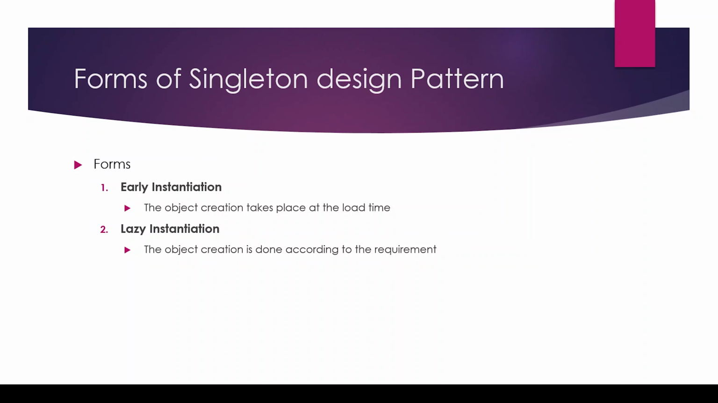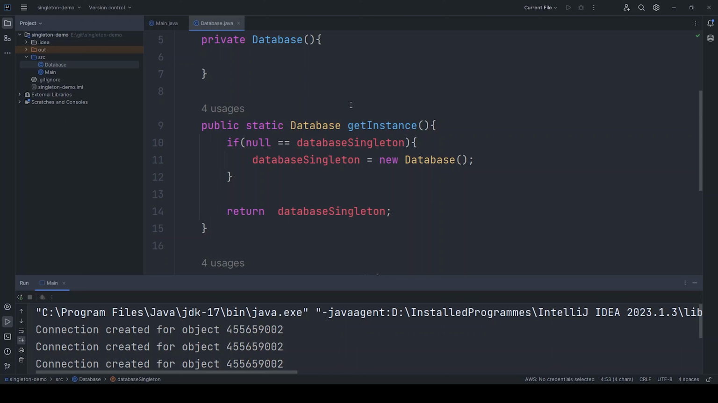The example we have done is lazy instantiation. Now let's go and explore early instantiation. In lazy instantiation, we have a method called getInstance, and from this getInstance we create a new object of this class and return that object. We call this method when we require it.